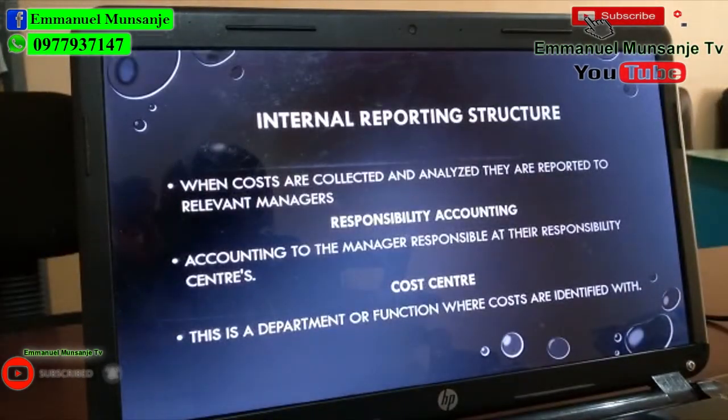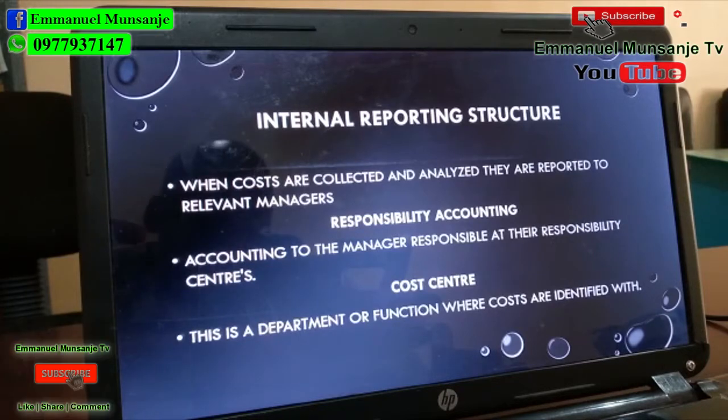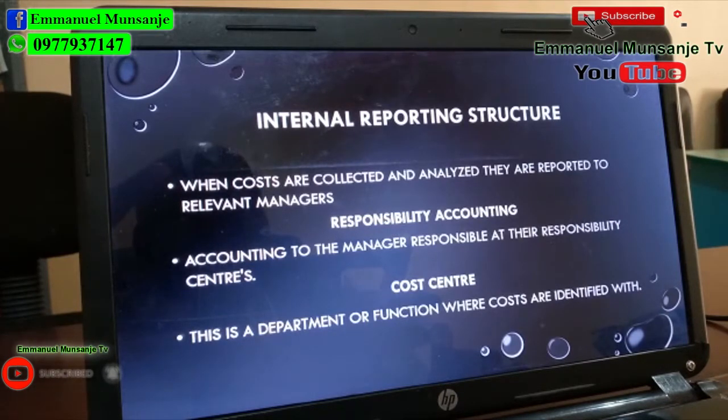Now, internal reporting structure. When you look at internal reporting structure, in your mind, you look at a company, an organization, then within or internally, there are reporting systems that are there. So when costs are collected and analyzed, they are reported to relevant managers. Remember, cost accounting is about expenses that you make, collect them, then report somewhere. So this is the internal reporting system.